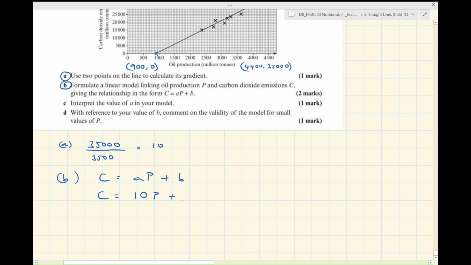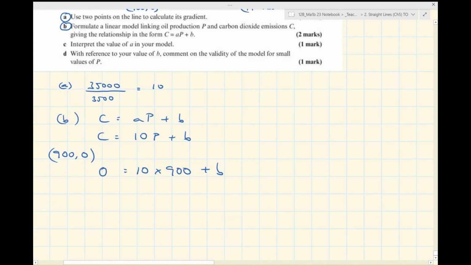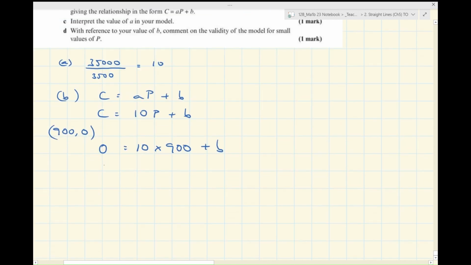Now, how am I going to find the B? Well, I know that the point (900, 0) is on the line. So I know that when C equals 0, P equals 900. So I can simply solve that equation to find that B is equal to minus 9,000. So my linear model is that C equals 10 times the level of oil production minus 9,000.